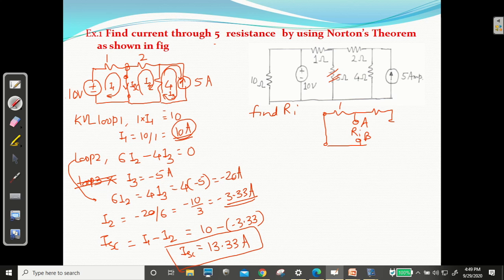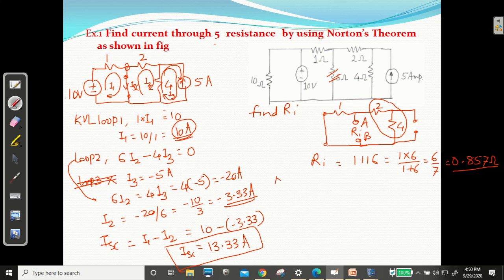This is 2, this is 4, or this will be open. Okay, so Ri अगर निकालना है तो we have 1 ohm is one branch and 2 and 4 another branch, 2 and 4 series में है. So 1 parallel to 6 कितना आएगा, 1 into 6 upon 1 plus 6, 6 by 7 equal to what? 6 divided by 7, I am getting 0.857 ohm. I got it.